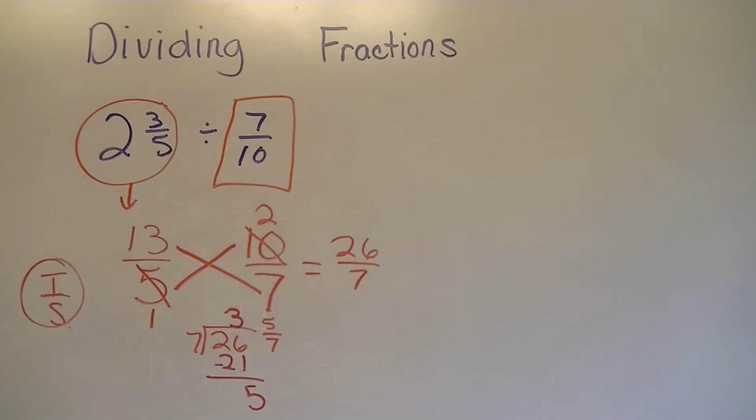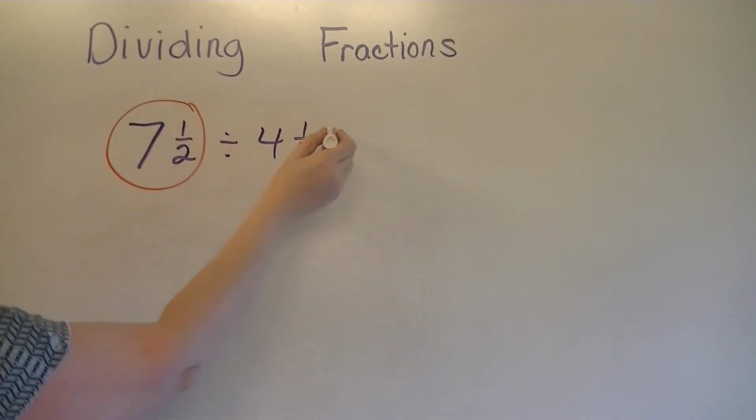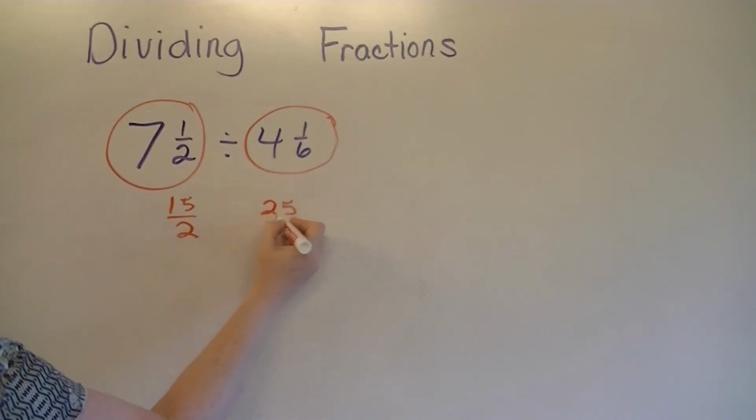Let's take a look at one final problem. All right, we're dividing mixed numbers. We can't do that. We have to fix those and change them into improper fractions. So first I'm going to start there. This would be 15 over 2. And this one would be 25 over 6.